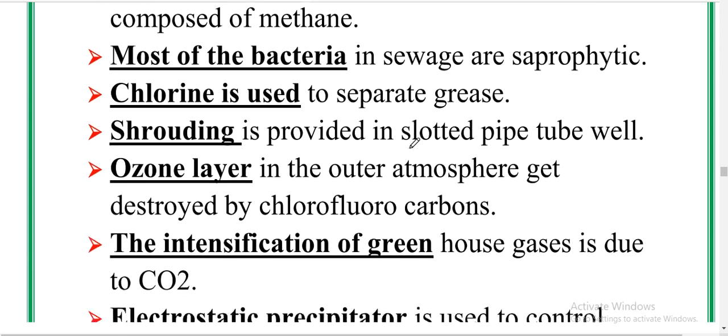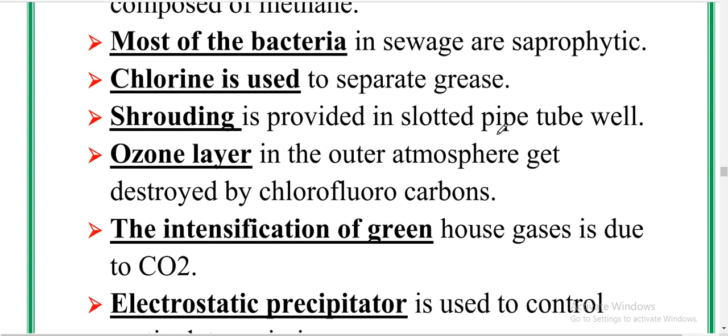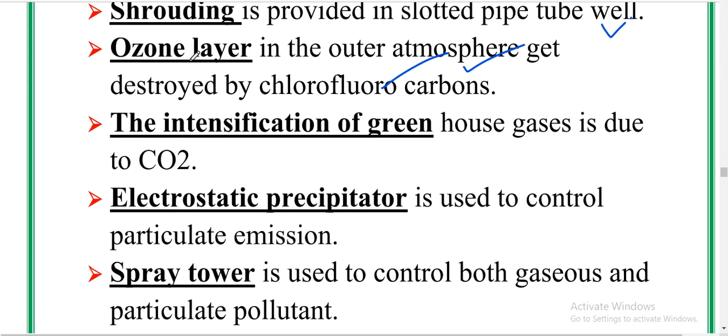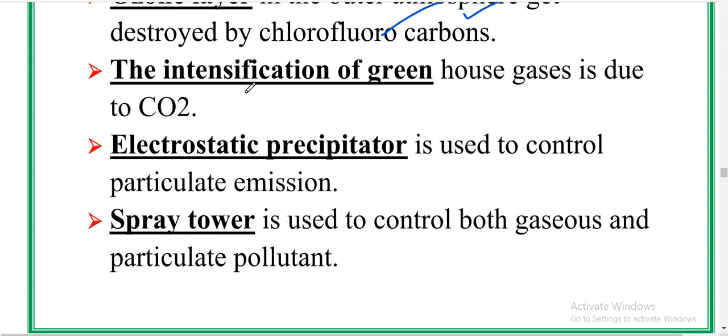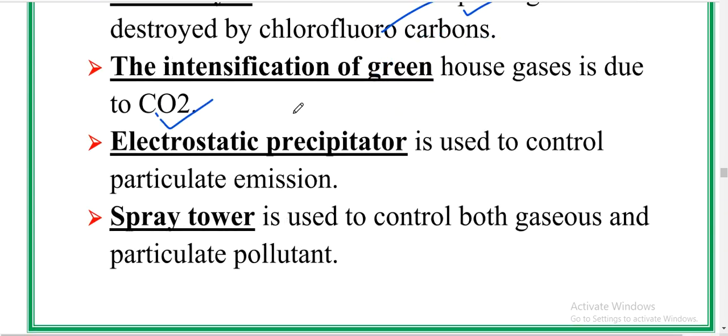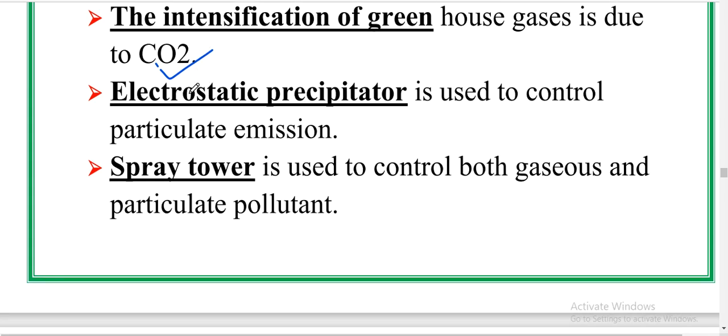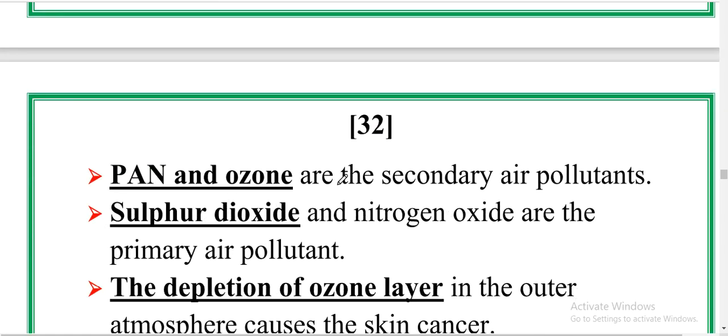Chlorine is used to separate grease. Coarse sand is provided in slotted pipe tubewell. The ozone layer in the outer atmosphere gets destroyed by chlorofluorocarbons. The intensification of greenhouse gases is due to carbon dioxide. Electrostatic precipitator is used to control particulate emission. Spray tower is used to control both gaseous and particulate pollutants.